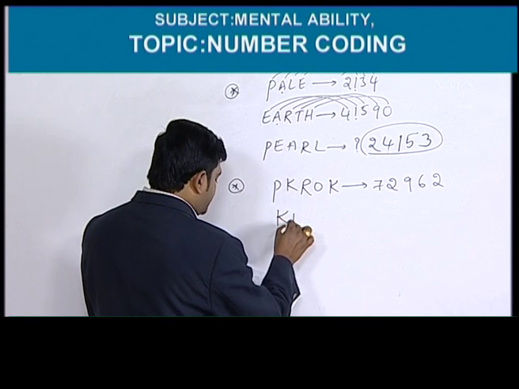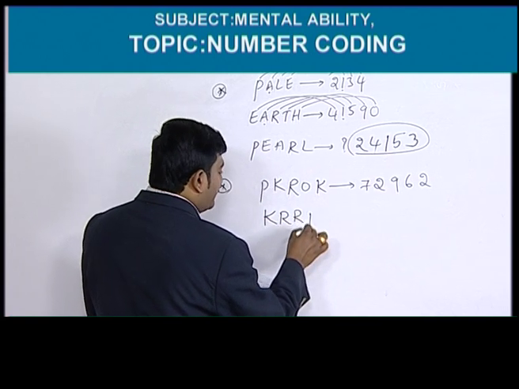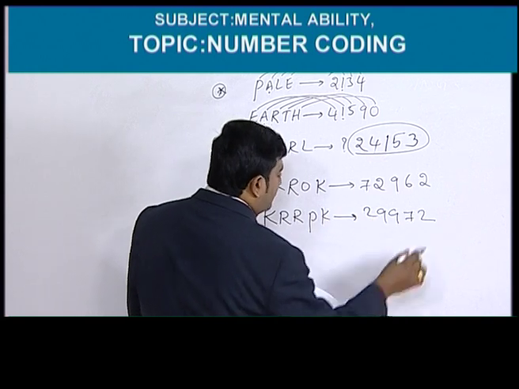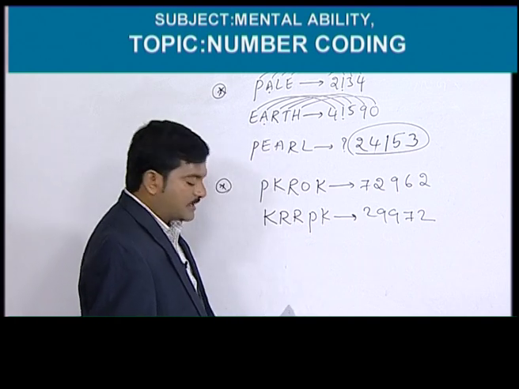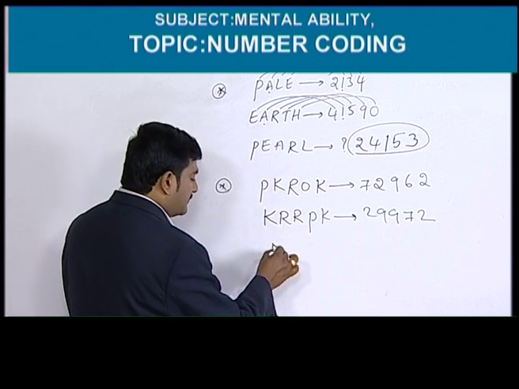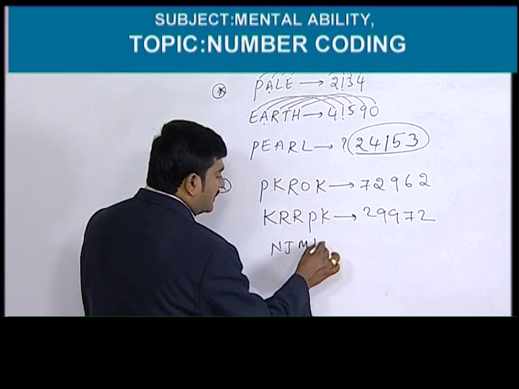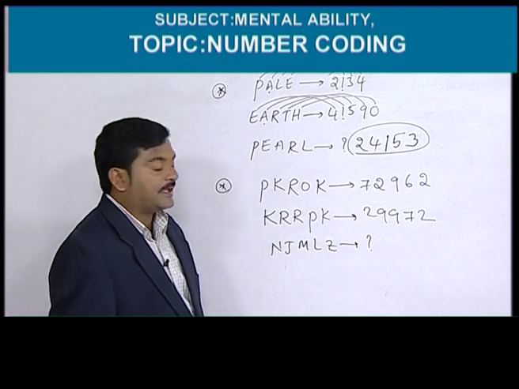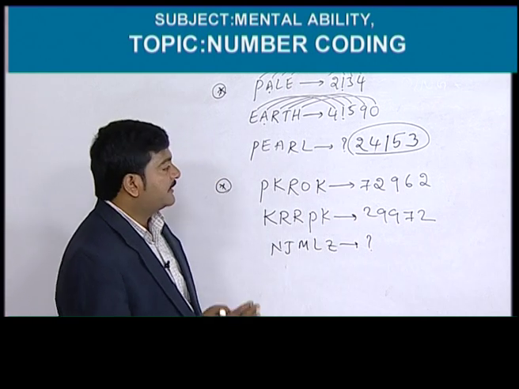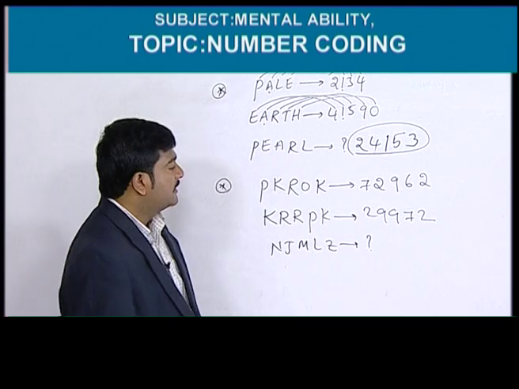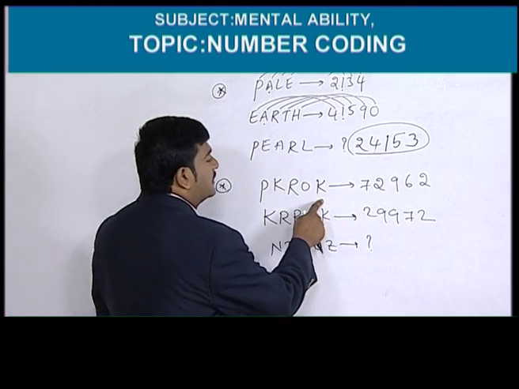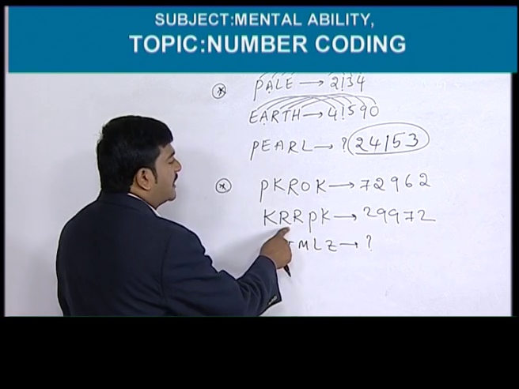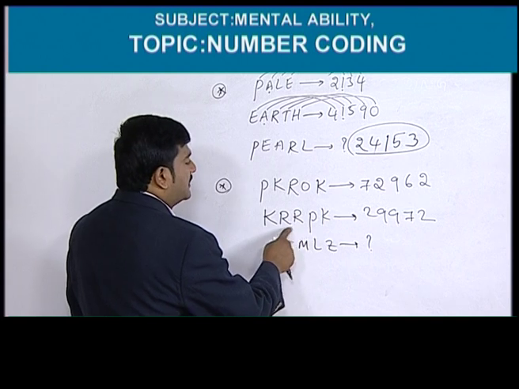In the same language, KRRPK is written as 29972. Then he asked to find the code for the word NJMLZ. I hope it is very easy to identify the given word. See, observe here, PKROK. What is the code for that? 72962. See, observe common letters. Here common letters are R. Okay, common letters are R.